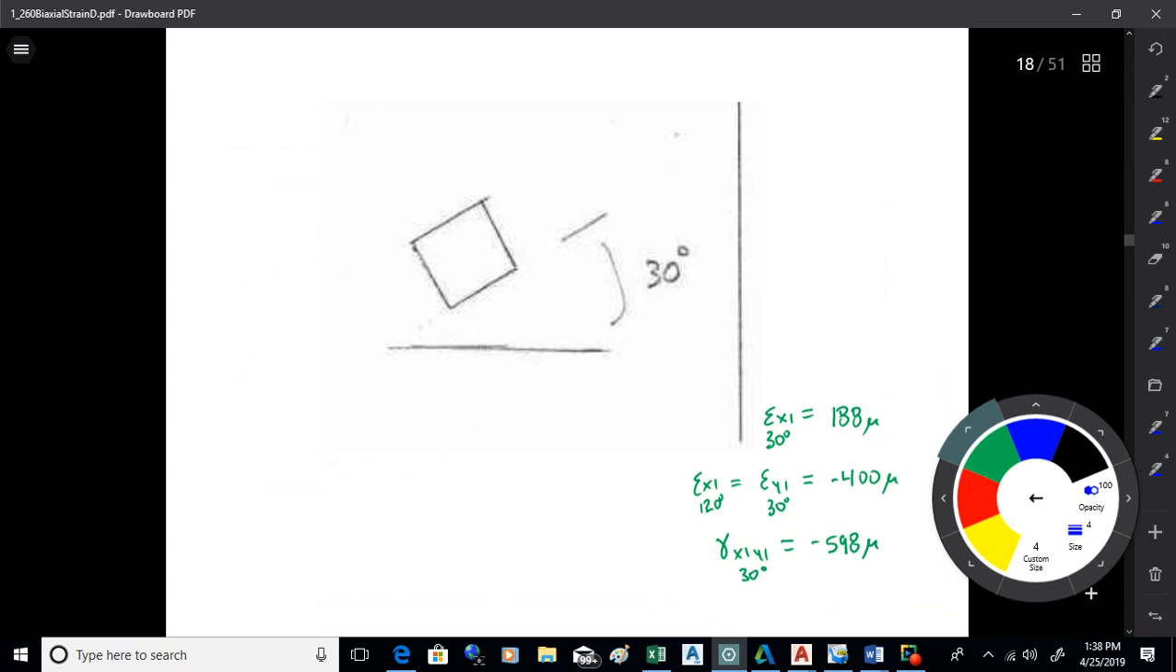All right, now let's have a look at what this means. And I've got a little element there at 30 degrees. So there's that original little element that we put on the plate. Let's have a look and see what will happen to this element after those strains are applied in the X and Y directions. Okay.